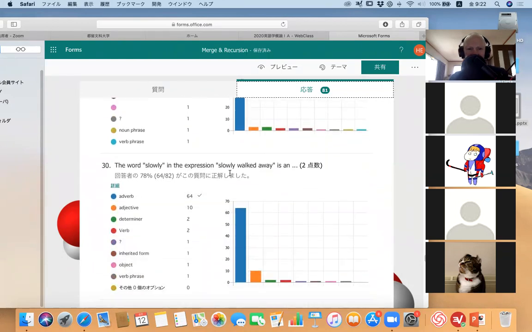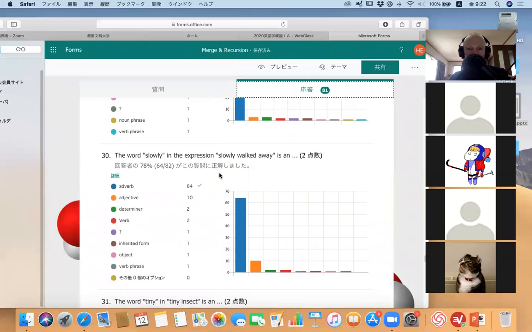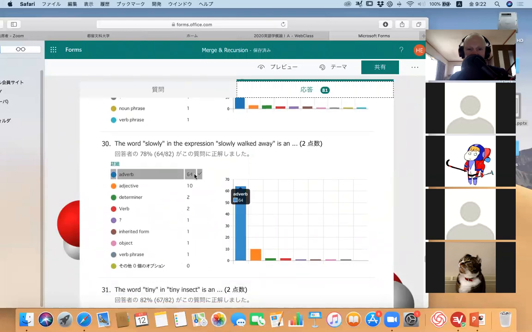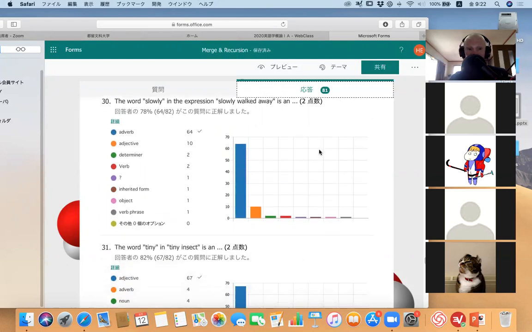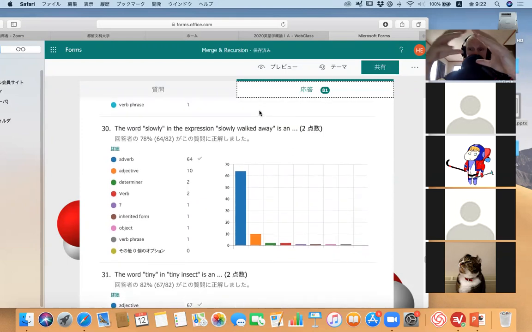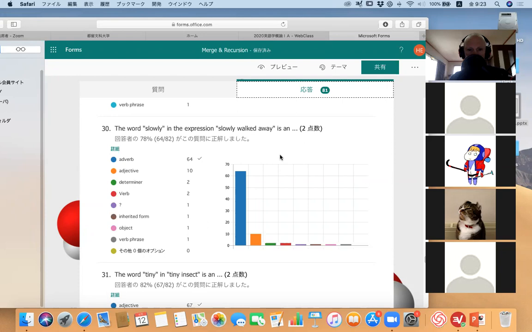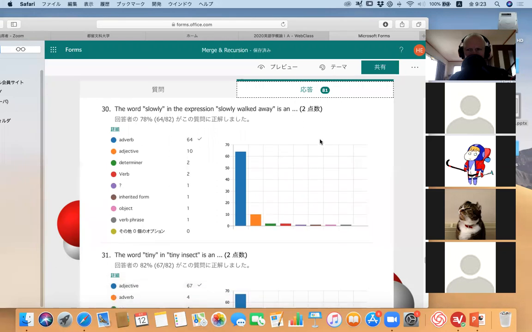The word slowly in the expression slowly walked away is an adverb, yes. Okay, be careful, please. Slowly merges with a verb phrase. Adverbs merge with verb phrases, okay? So that's adverb, not adjective. Slow is an adjective. Okay, be careful. You've got to get these right.